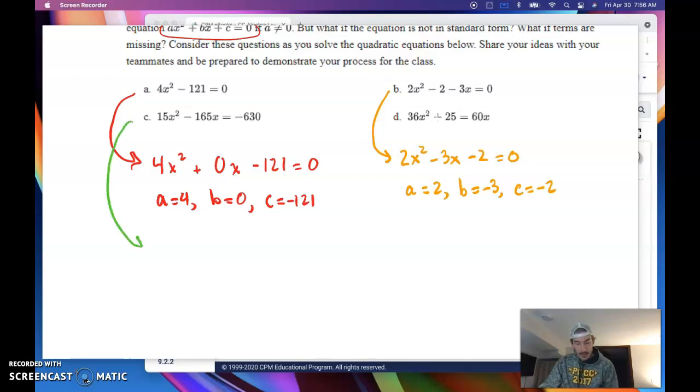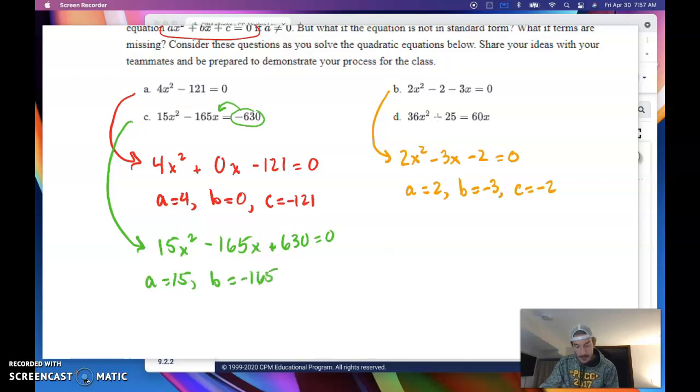C, I've got something like this. Whoa. It's not equal to 0, so what in the heck do I do? I'm going to take this thing and I'm going to move it over to the other side. Remember, you switch the side, you switch the sign. So if I do that, it's 15x squared minus 165x. Nothing happened there, but now it's plus 630 is equal to 0. All right? And then I've got an A of 15, I've got a B of negative 165, and then I've got a C of 630.